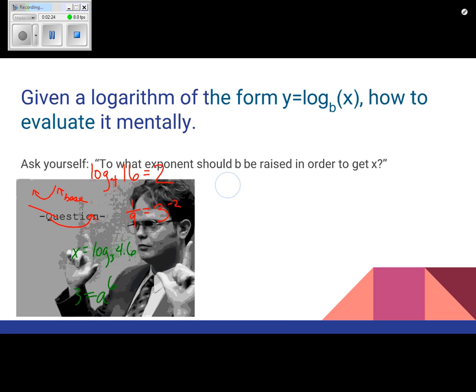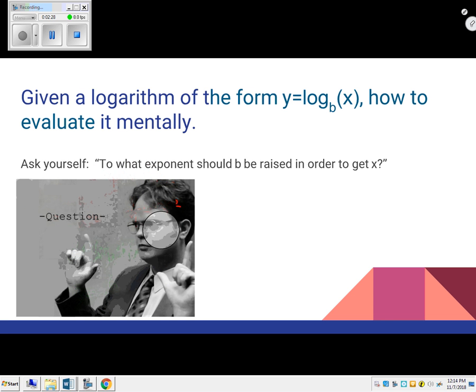Now, what I want to be able to do is evaluate logarithms before we leave here. I like to be able to do this mentally. So I ask myself a question: to what exponent should b be raised to in order to get x? So even though I'm doing logarithms, I'm still thinking of them in terms of exponents.